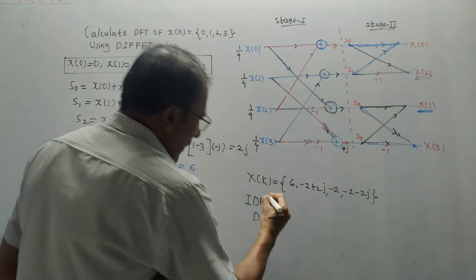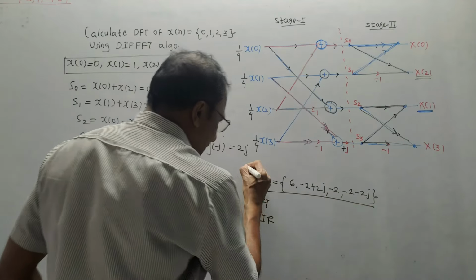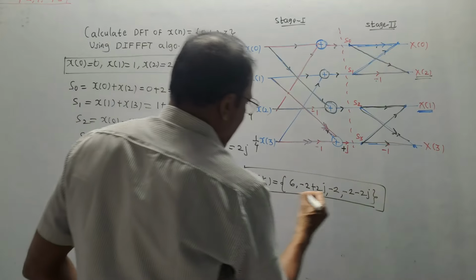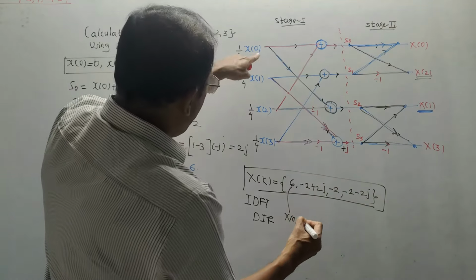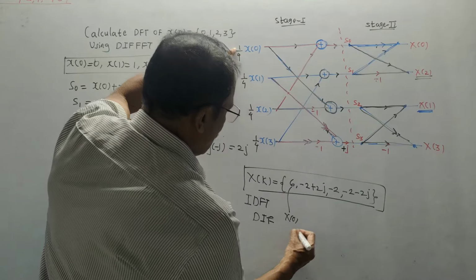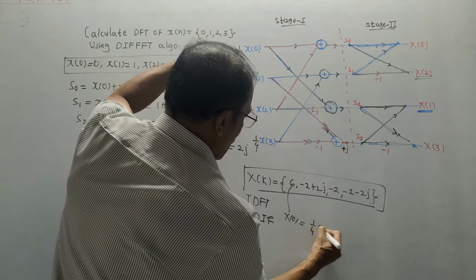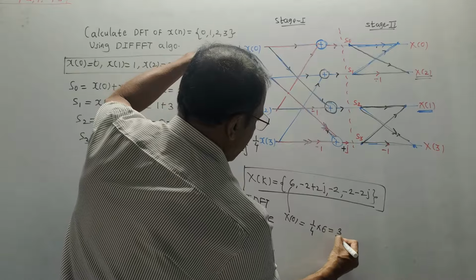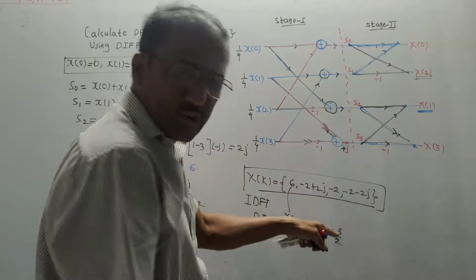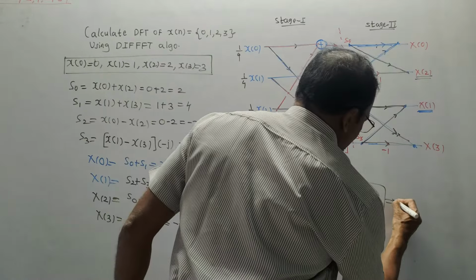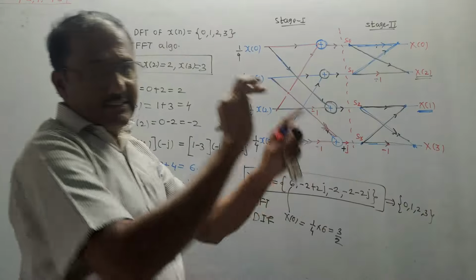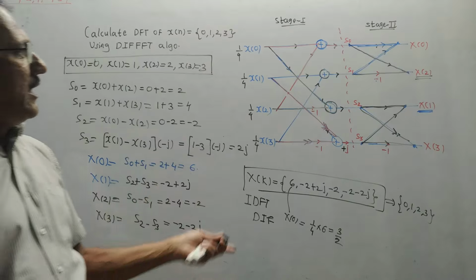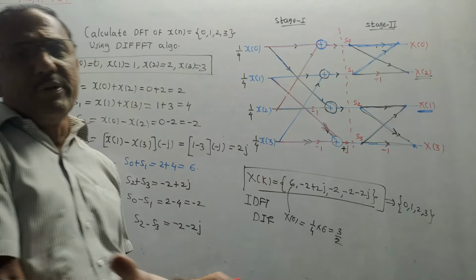For example, if you want to calculate IDFT of this answer, then x of 0 will be first value. This is x of 0. So it will be 1 by 4 into x of 0. So this value will be 1 by 4 into 6. That is 6 by 4, which is 3 by 2. Likewise, you will be proceeding. Final answer will be 0, 1, 2, 3. That's it. This is the only possible variation in such type of numericals.